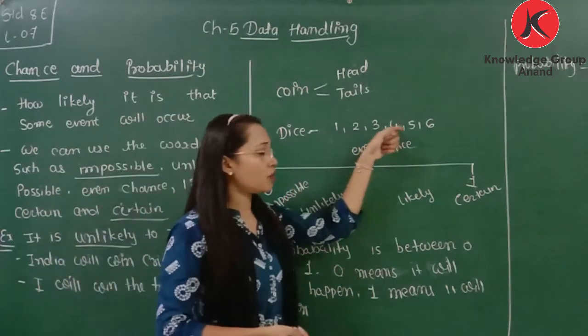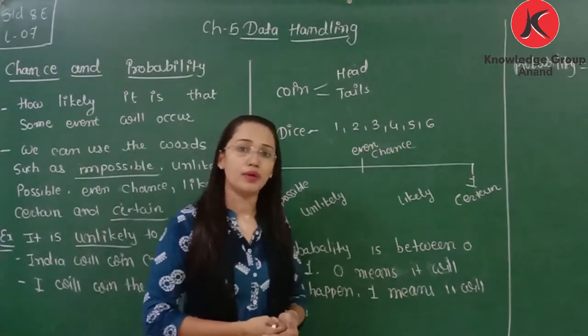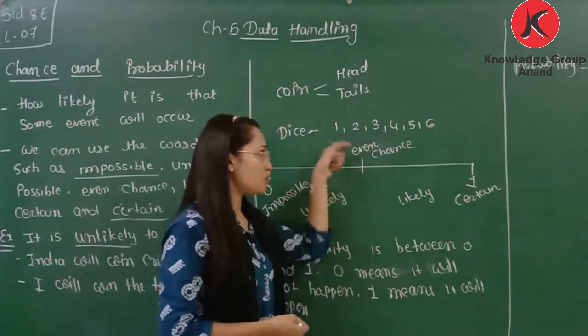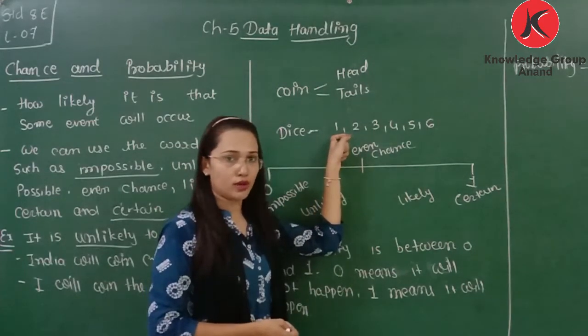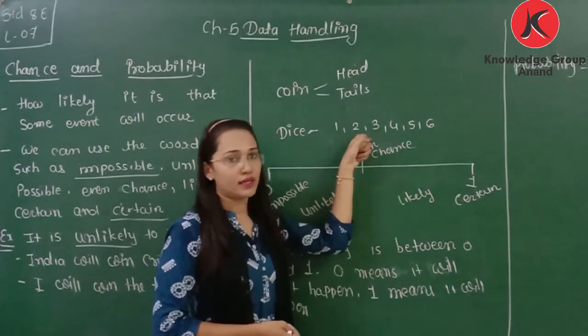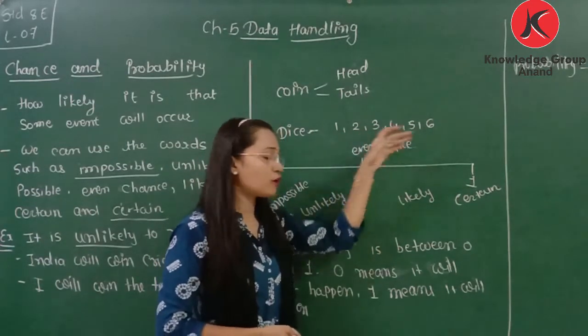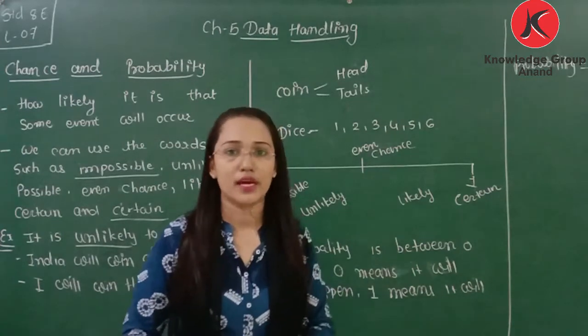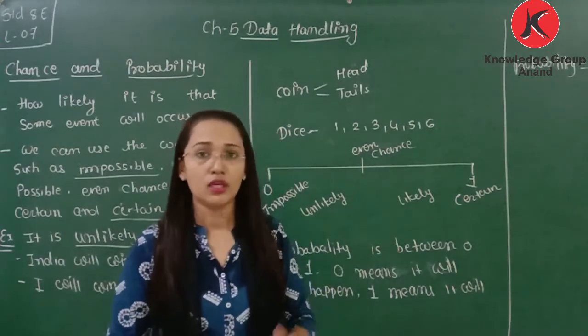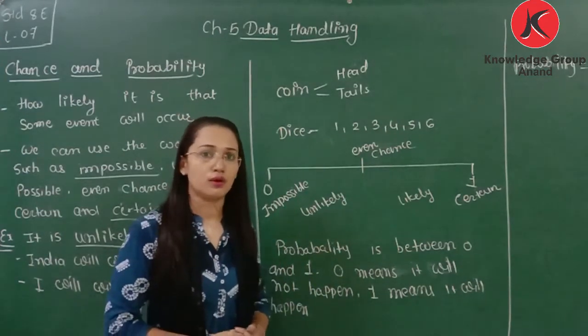But the probability of having each side is equal. Clear? Because there is only one side that contains 1, only one side that contains 2, only one side that contains 3. Likewise, for all numbers there is only one side. So the probability of having each number is equal.